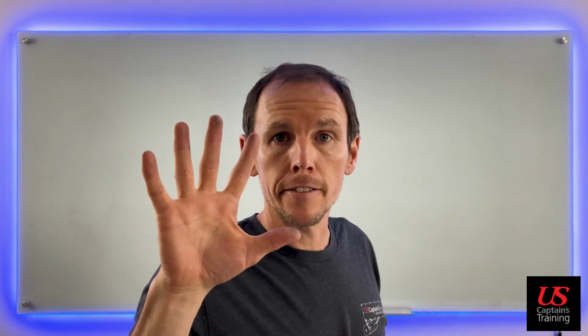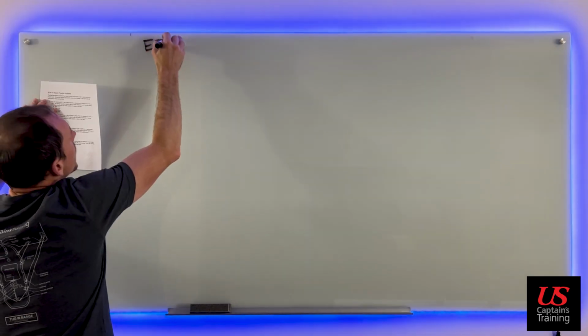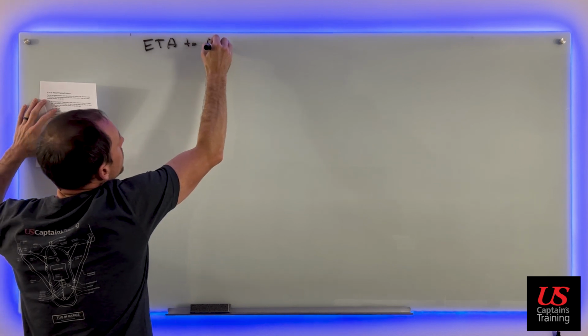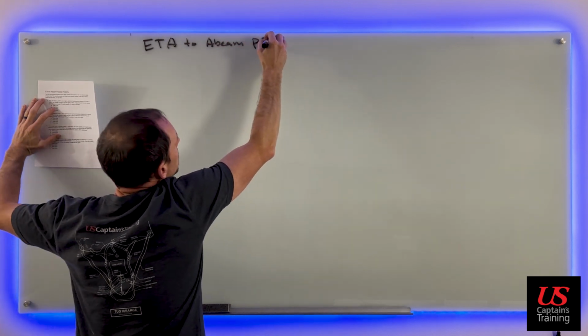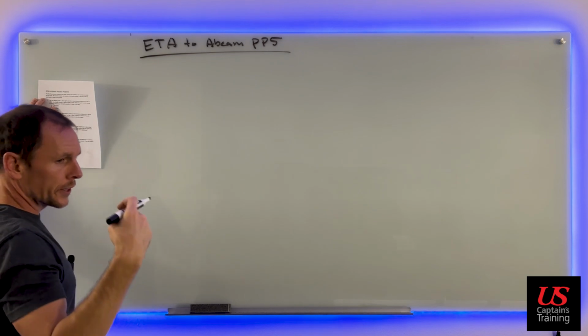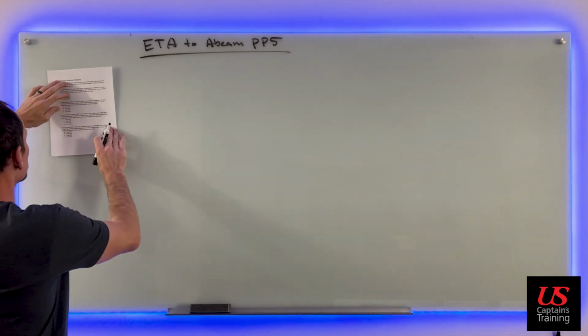ETA to Abeam practice problem 5. Let's jump into it. ETA to Abeam of a lighthouse, practice problem 5. Here we go. We're going to record all the information that the problem gives us.